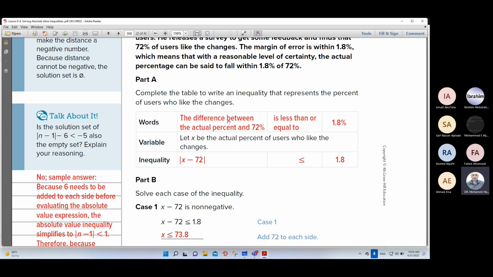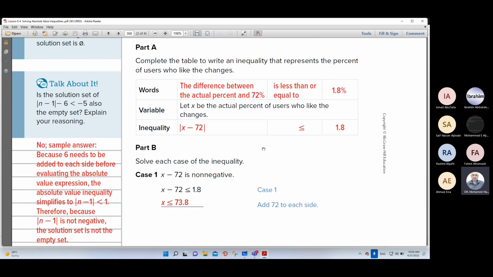What is the meaning of the difference? It means minus between the two values. x, the actual percent, and 72% between the absolute value, less than or equal to 1.8. Then solve each case of the inequality.